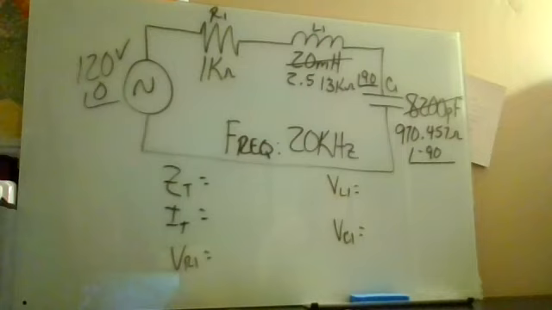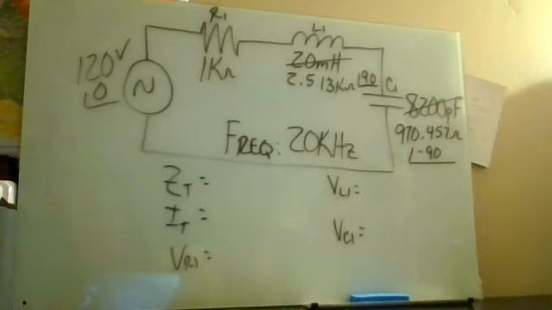2 pi times 20 exponent 3 times 8200 exponent negative 12, then hit equals, then hit shift reciprocal, and equals again. Exponent 12 equals. 9, 7. Okay, I got it now. There you go. So now, how do I get my Z total?